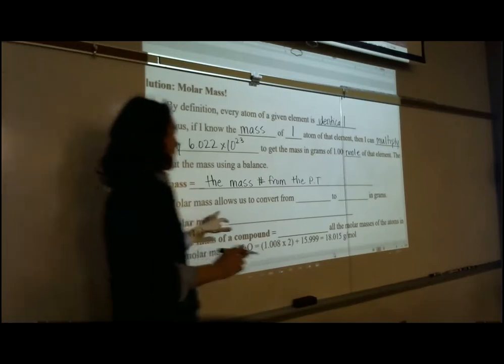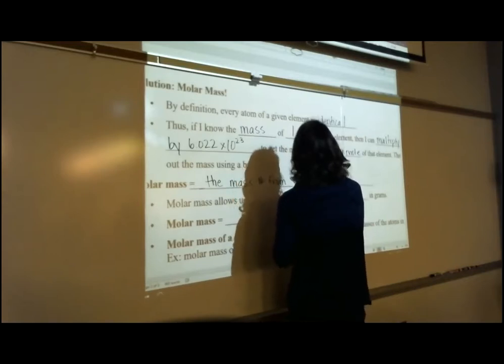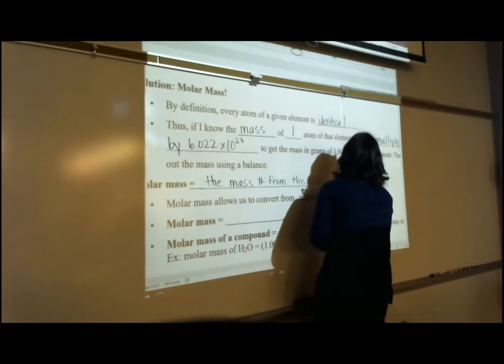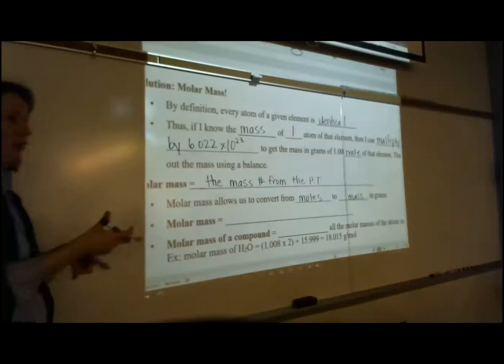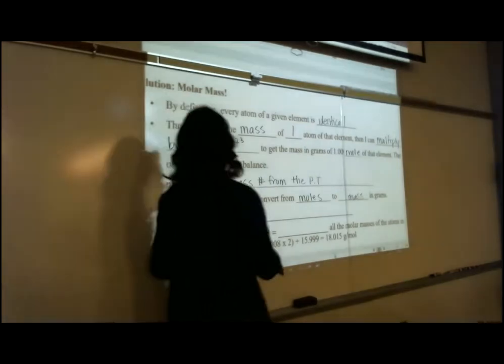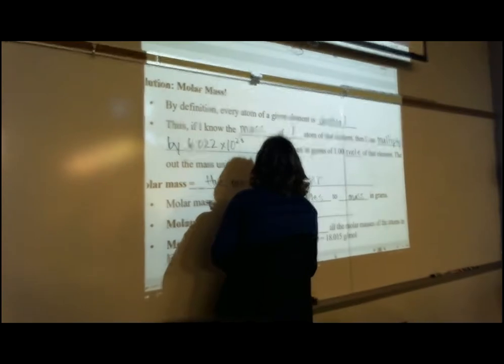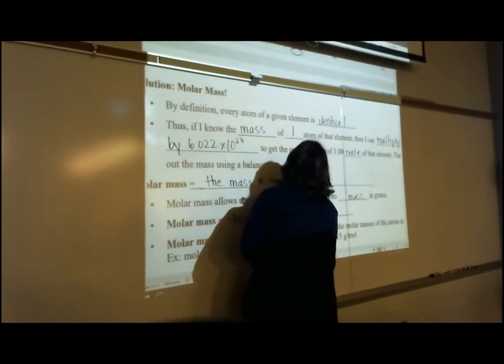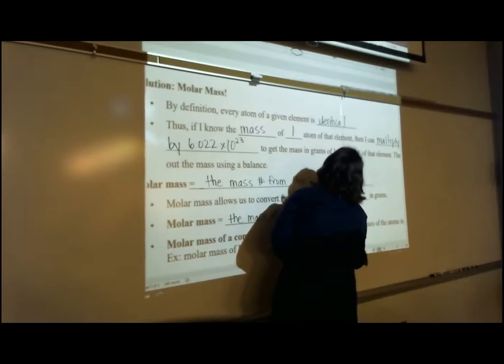So molar mass allows us to convert from what? It converts us from moles to mass in grams, and vice versa. If you've got mass in grams, you can convert that to moles. So molar mass is just the mass of 1 mole of that element.